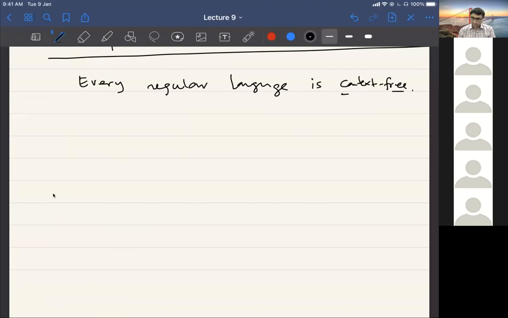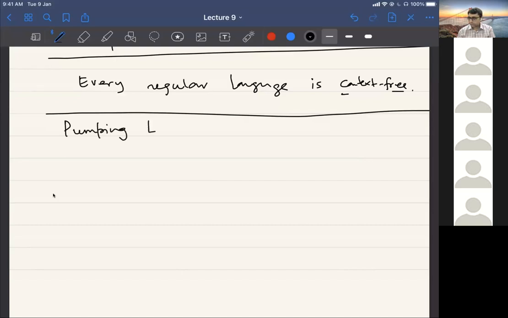Sir, in regular languages, we had the pumping lemma to show if any particular language is not regular, right? So is there any similar method over here to check if a language is not context-free? Exactly. That's exactly my next point. So we have a pumping lemma for context-free languages as well.